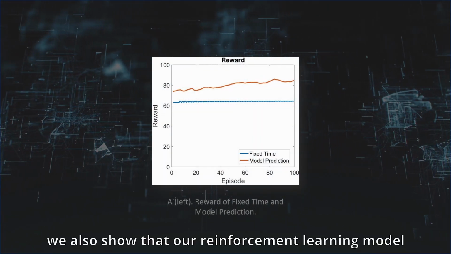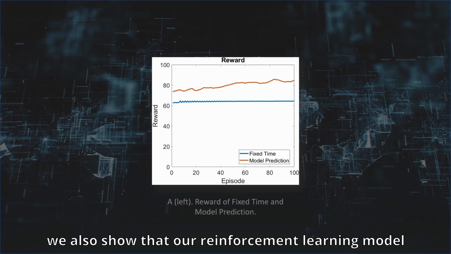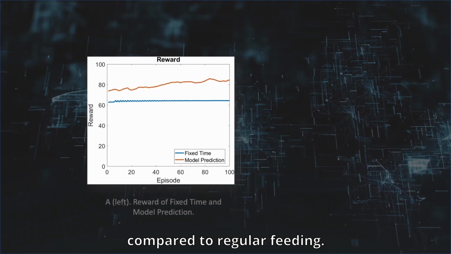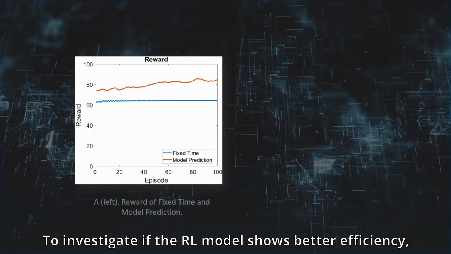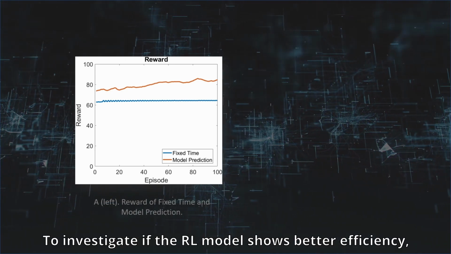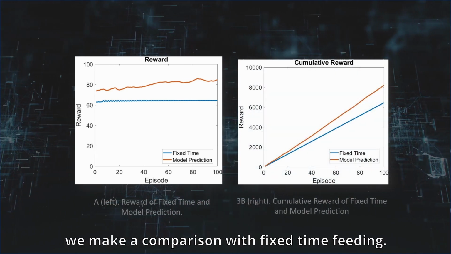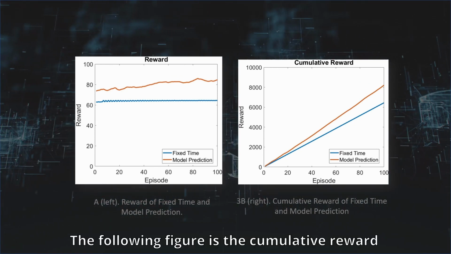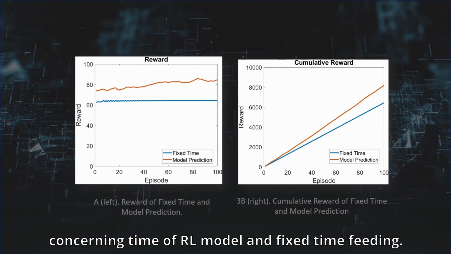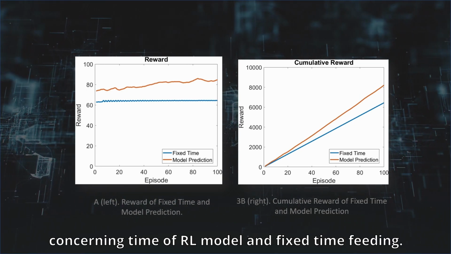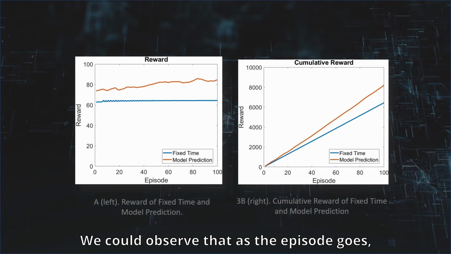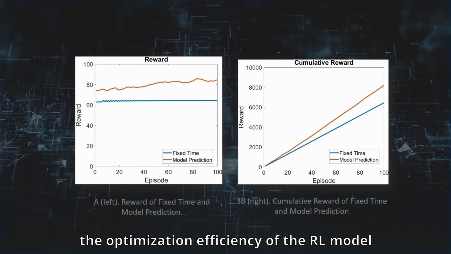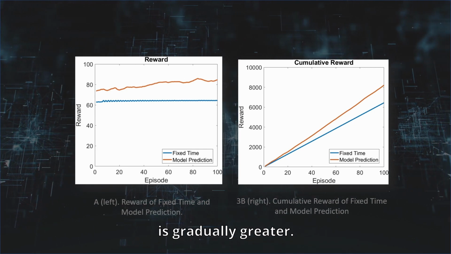Moreover, we also show that our reinforcement learning model improves dental bone utilization efficiency compared to regular feeding. To investigate if the RL model shows better efficiency, we make a comparison with fixed-time feeding. The following figure is the cumulative reward with respect to time of the RL model and fixed-time feeding. We could observe that as the episodes go on, the optimization efficiency of the RL model is gradually greater.